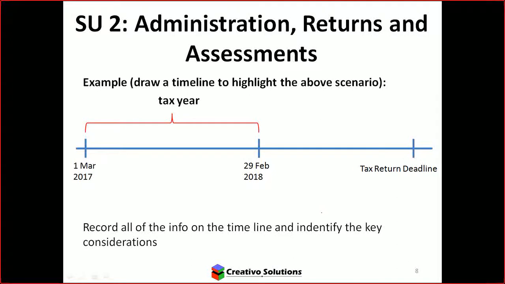Alright, so there's a timeline. Example: record all the info on the timeline and identify the key considerations. Okay, so we're going to relate this to an example that we just saw in terms of Mr. X. It doesn't matter who Mr. X is. I'm going to use you as an example, or you can use someone else. Let's just think about things that can take place during the year that will affect your taxes. So what transactions would take place during the year that would affect your income tax?